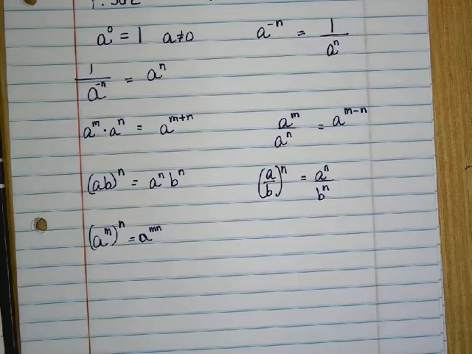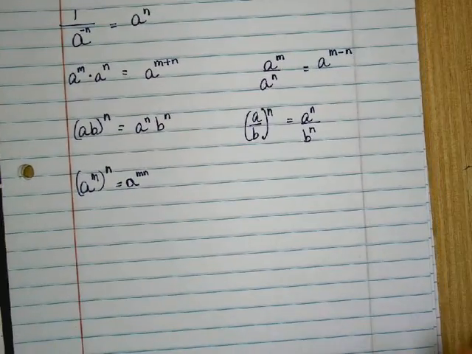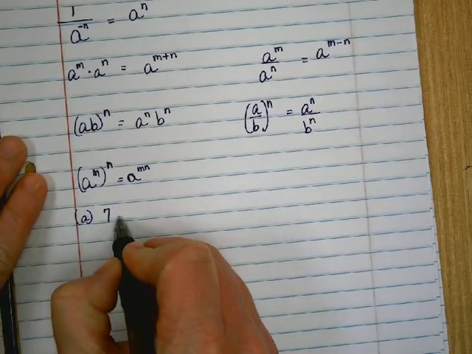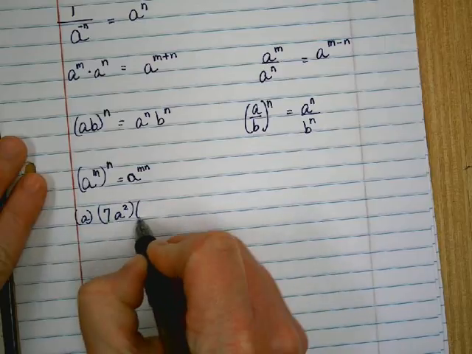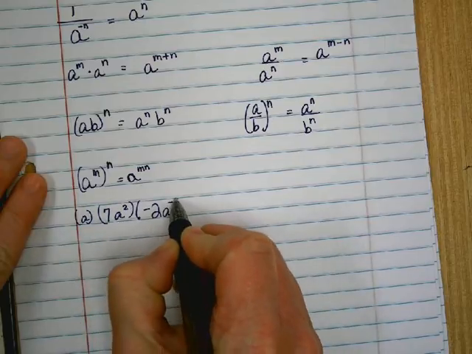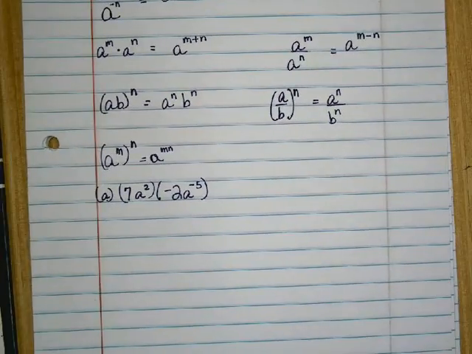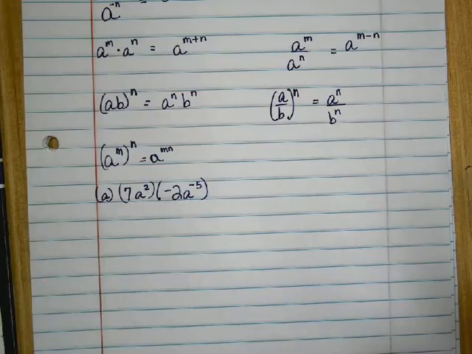Now, we've done all these before. We're going to start putting problems in there with numbers. So let's look at this example. Example A. It says 7a squared times negative 2a to the negative 5th. The first thing I would do is check to see if there are any exponents outside of the parentheses. And we don't have any.